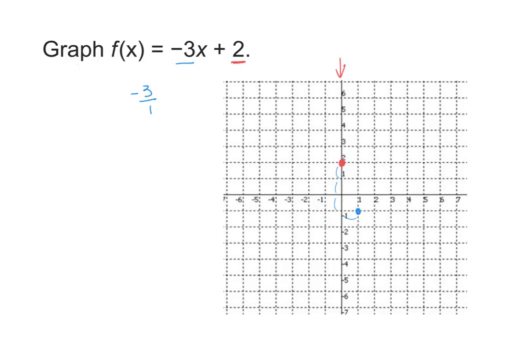Remember, it can also be written as a positive 3 over a negative 1. That is the same thing, which means that we could move up 3 and then to the left 1, and you will see that all of those are on the same line. And then you are going to connect those with a line, making sure that you do have arrows on the top and the bottom indicating that is an infinite figure there.